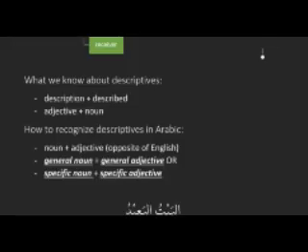In Arabic, that's actually flipped. So if you were describing a red ball in Arabic, you'd actually say the ball red. You'll always have your noun, your described, first, and then the description word comes after it. So the sequence is flipped. That's the first thing you have to know.